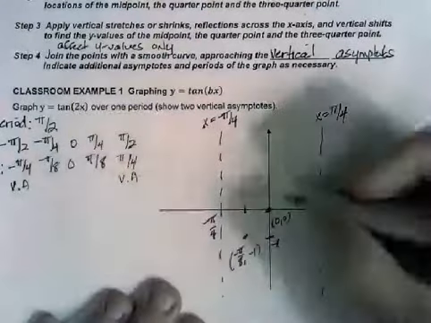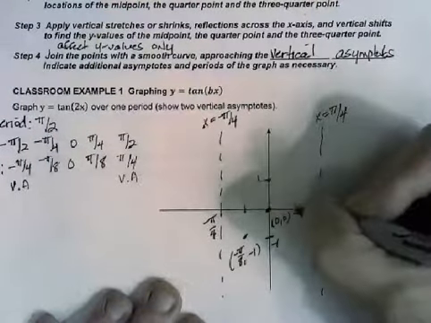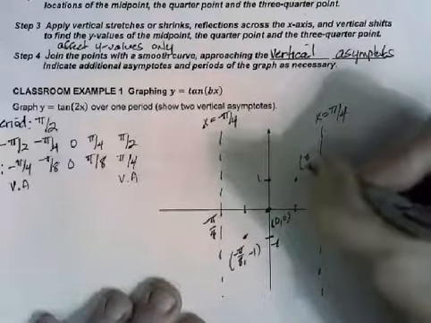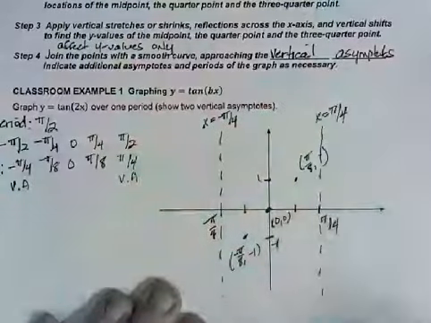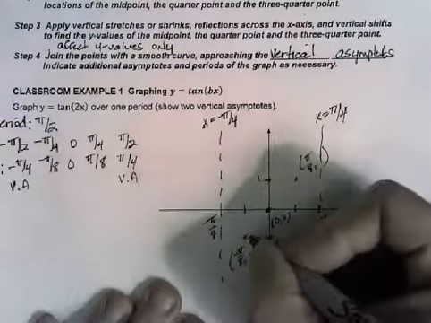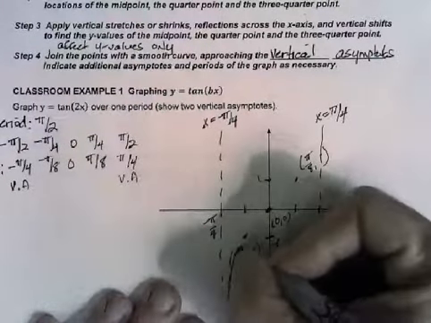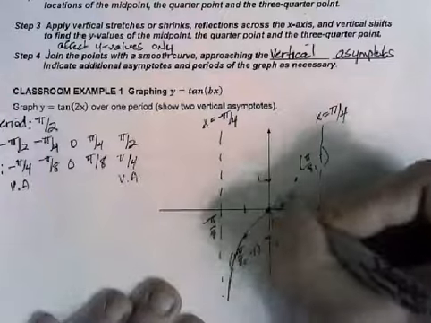And then for our 3/4 point, that's going to be at a y value of positive 1, which makes that pi over 8, positive 1. Then we can just draw the curve through here, and as we get closer to the vertical asymptotes, it's either going to go down towards negative infinity or up towards infinity as we get close to those vertical asymptotes.